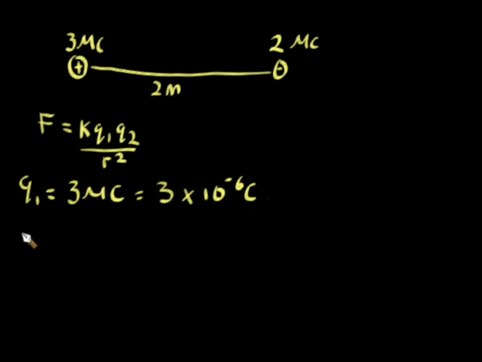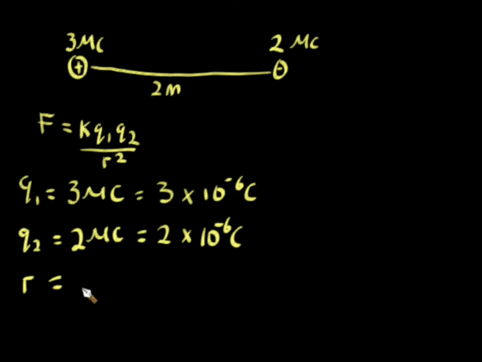Now, Q2 would be 2 microcoulomb. Since we can't work in microcoulomb, we must convert that to coulomb. So that would give us 2 times 10 raised to power minus 6 coulomb. Our distance r is 2 meters. So we have all our variables, and we can proceed with our calculations.